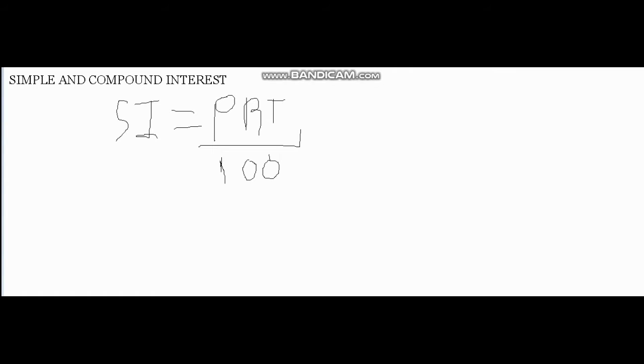So if it's over a period of 6 months, you have to write half. 4 months, you have to write 1/3. 3 months, you have to write a quarter. So that's that for the simple interest.